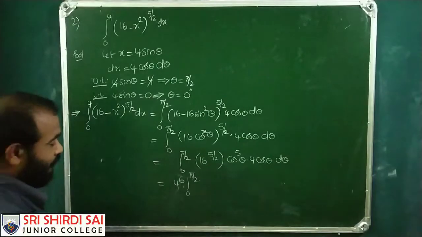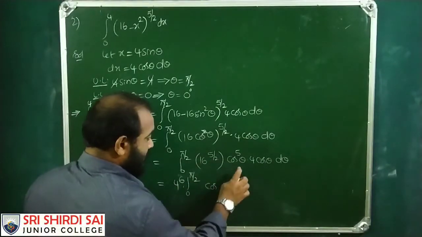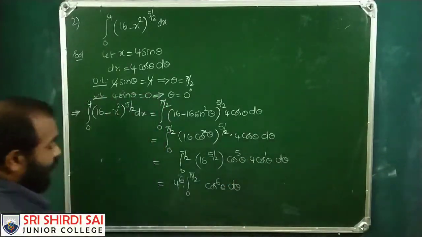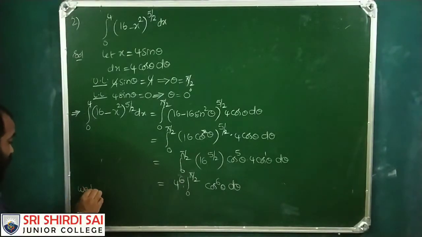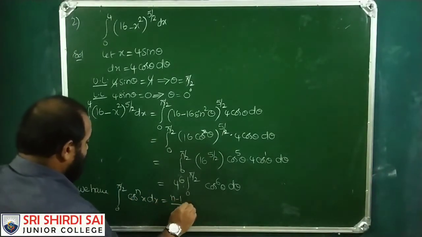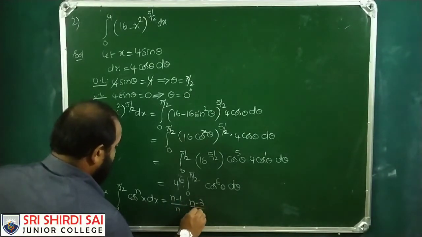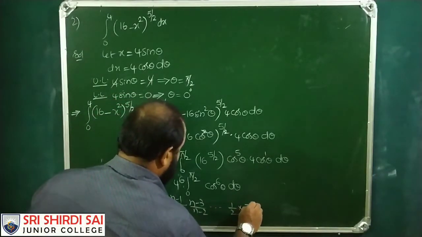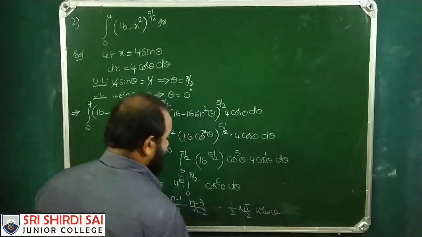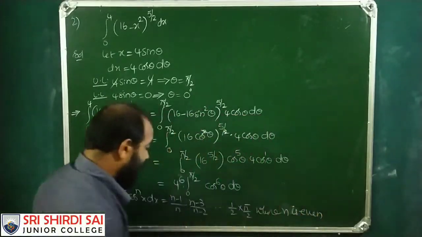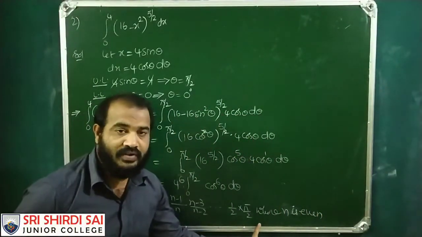Okay. Into cos power 5 into cos power 1. So cos power 6 theta d theta. So we have a formula. What is the formula? We have integral 0 to pi by 2 cos power nx dx is (n minus 1) by n into (n minus 3) by (n minus 2) etc. into 1 by 2 into pi by 2 where n is even. Had it been odd, same thing into 2 by 3 into 1 we are going to get.